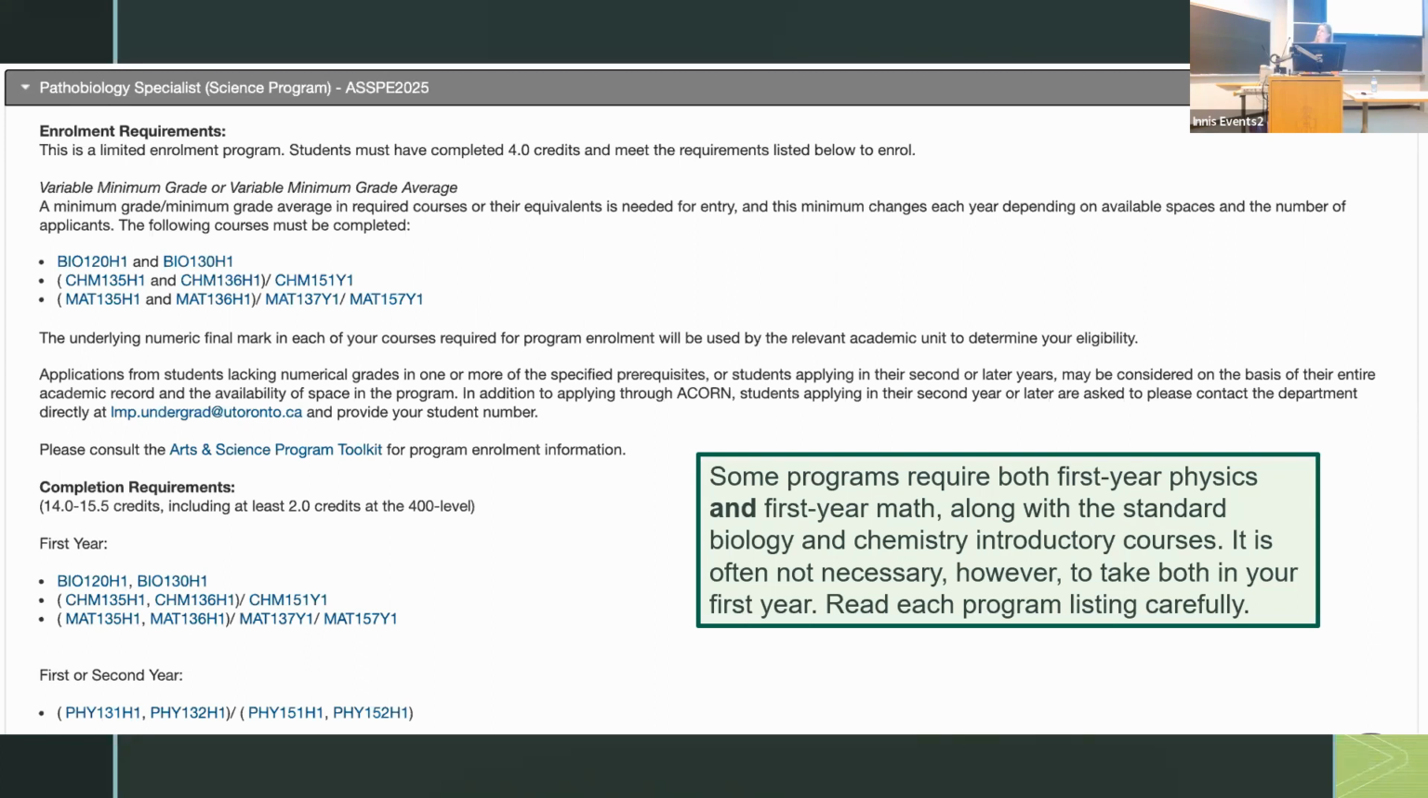Question? For certain specialist programs, that variable minimum grade at the top, I'm assuming it's different with certain specialties. Yes, so when you're applying to your program, there's two different kinds. There's open enrollment, which just means you will have earned 4 credits and you can join this program. So for example, going back to the 2 majors, you can see in environment and health for enrollment requirements, this is an open enrollment program. You've earned 4 credits.